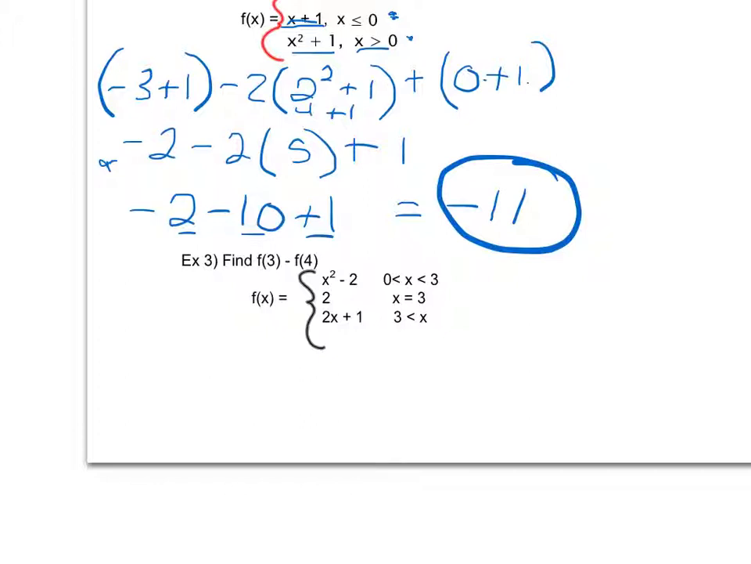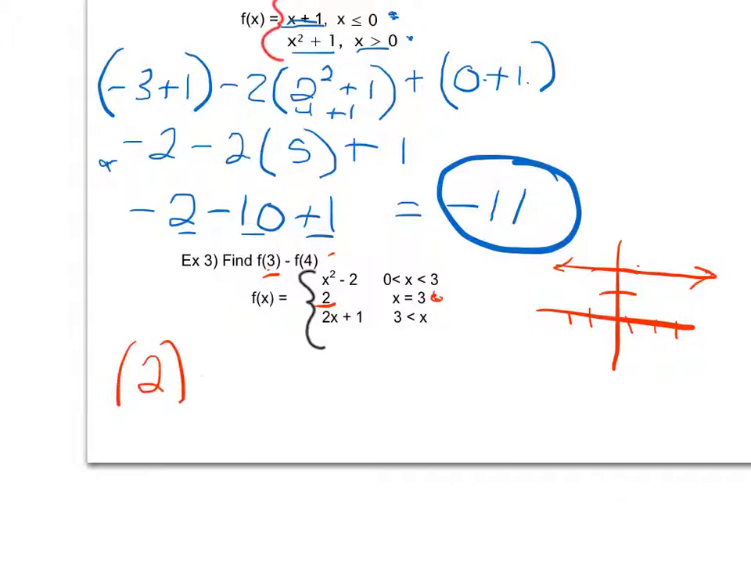Example 3 tells me that I'm going to find f of 3 minus f of 4. So first thing I'm going to do is figure out what is f of 3. 3 tells me to choose this middle function because that's the function I pick when x equals 3. Guess what? That's just a constant function of 2. It looks like this. So no matter what my x value is, notice that I get a y value of 2. So if x is 3, y is 2. So f of 3 is 2.